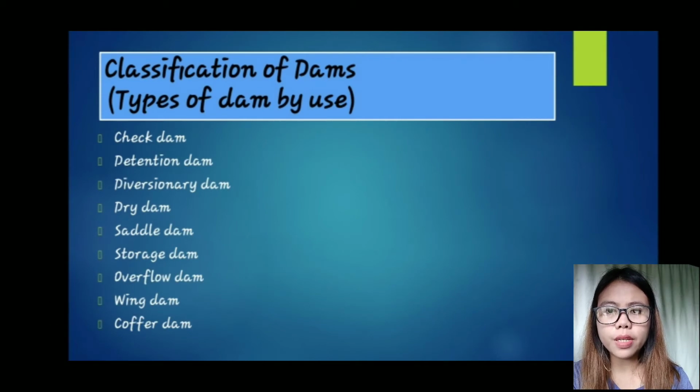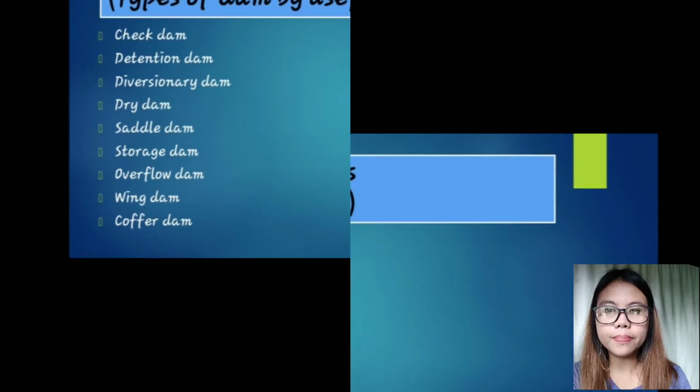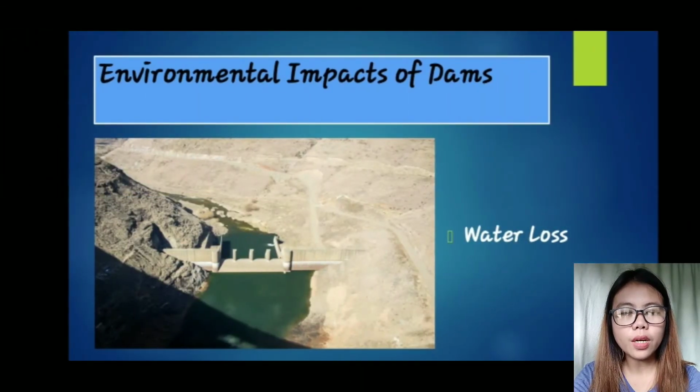Classification of dams based on their uses. We have the check dam, the detention dam, diversionary dam, dry dam, saddle dam, storage dam, overflow dam, wing dam, and a coffer dam. So let's go now to the environmental impacts of water reservoirs.